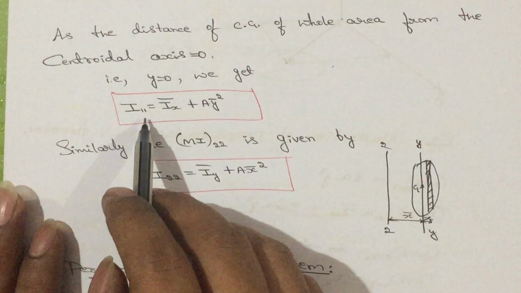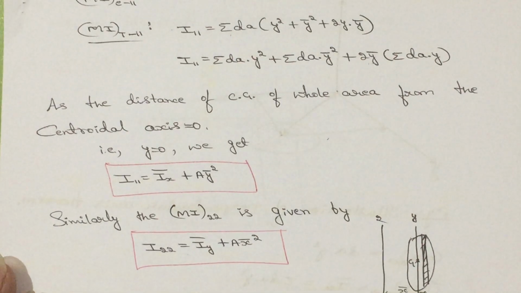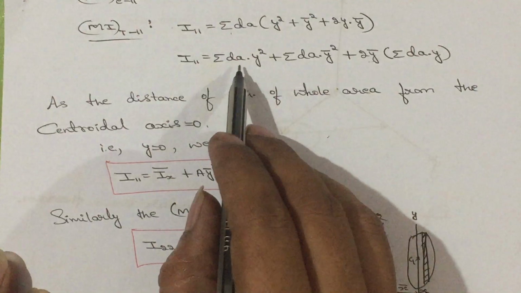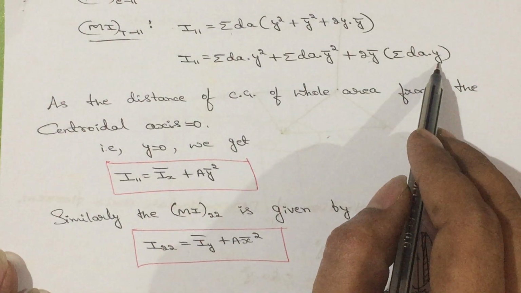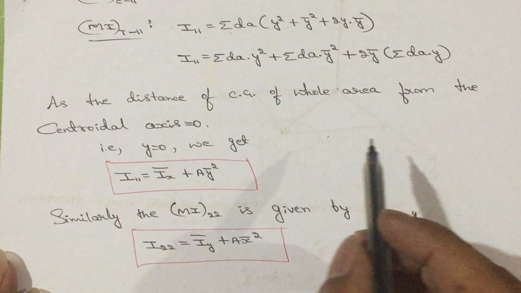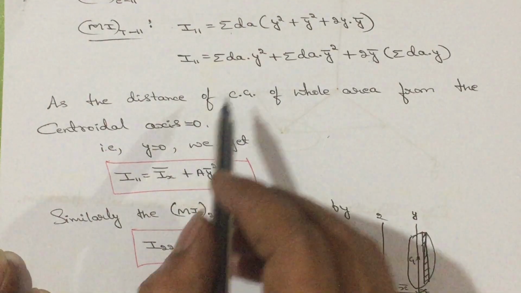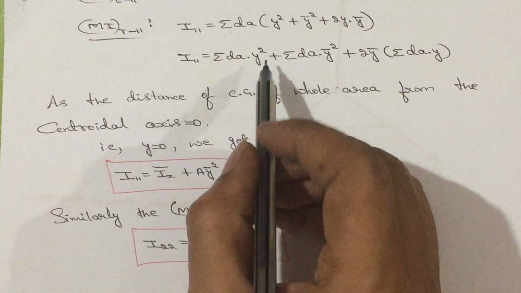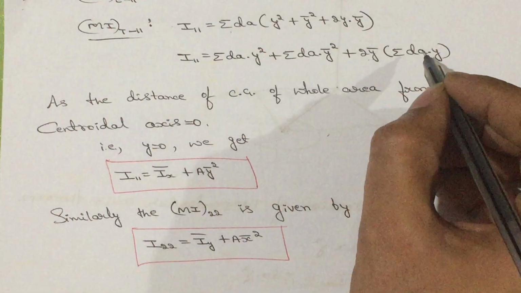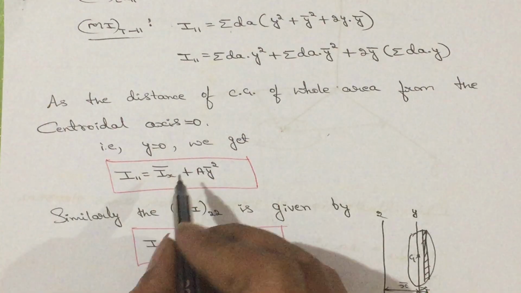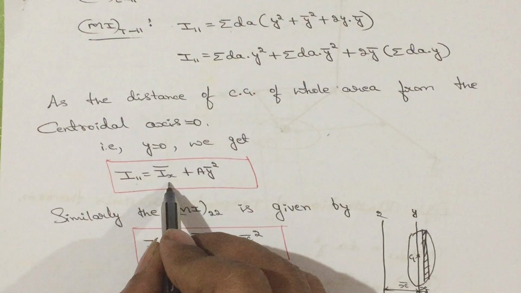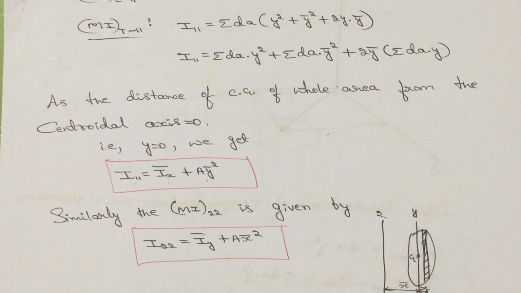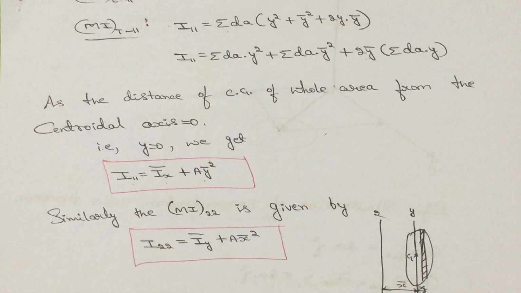In the previous equation, we get I11 equal to, wherever y is there, it will become 0. We are going to get it as summation of, y will become 0. So, one minute, I will tell you. Therefore, I11 we are going to get as Ix bar plus A into y bar square. How did we get this one? One minute, I will explain.